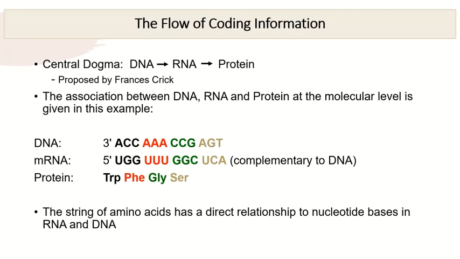You have the DNA template starting with ACC, AAA, CCG and AGT. Later you will produce mRNA with UGG, where U is transcribed from A and G is transcribed from C. Then, U is transcribed from all the A's, GGC is transcribed from CCG, and UCA is transcribed from AGT. So this mRNA is complementary to the DNA template.